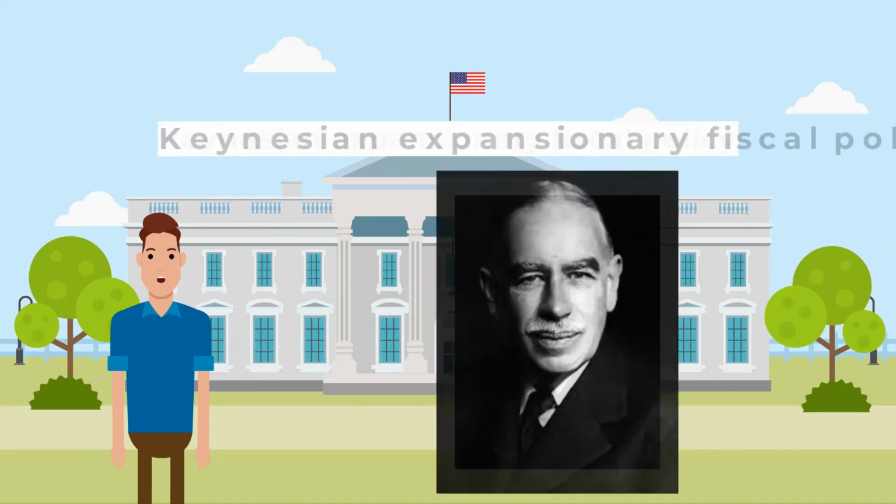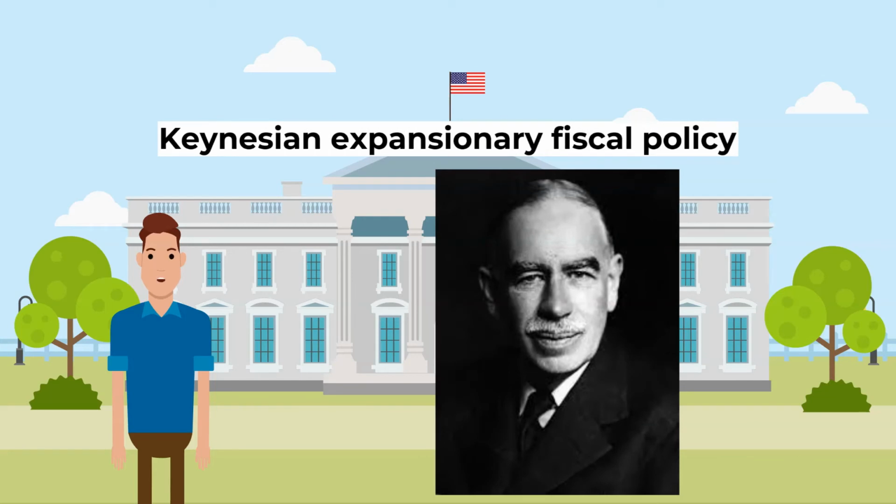Roosevelt's New Deal is an example of Keynesian expansionary fiscal policy, but it can be argued it was not large enough to be successful, although it did have a large impact as the US unemployment figure was so high.